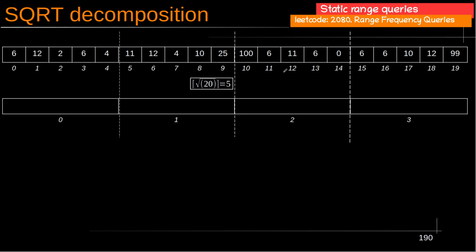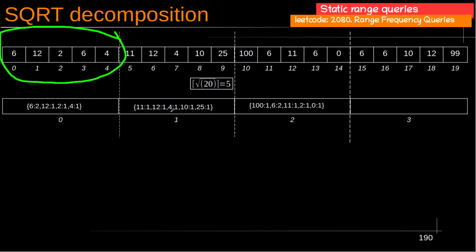Let's first build this array of blocks. We're going to divide the original array into blocks of size square root of n. Here we choose the ceiling, which is equal to 5. And for each block, we will compute the frequency of its elements. For example, for the first block, we have 2 6s, 1 12, 1 2, and 1 4. For the next one, we have 1 11, 1 12, 1 4, 1 10, 1 25. For this block, we have 2 6s, 1 100, etc. And this block, we have this computation.